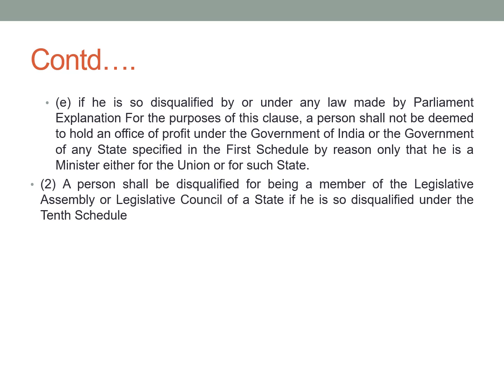Next, if he is so disqualified by or under any law made by the Parliament. Explanation: for the purpose of this clause, a person shall not be deemed to hold an office of profit under the Government of India or the Government of any state specified in the First Schedule by reason only that he is a minister either for the Union or for such state. That means if a person is disqualified under any law made by the Parliament, he is not supposed to hold any post under the Government of India or Government of State, even if he is a Minister of State or Union.